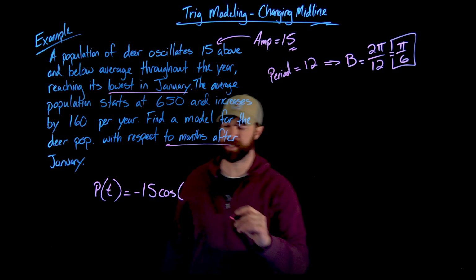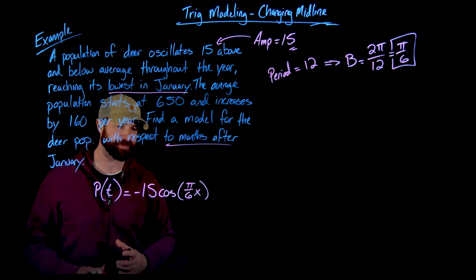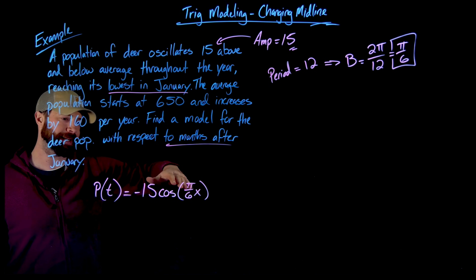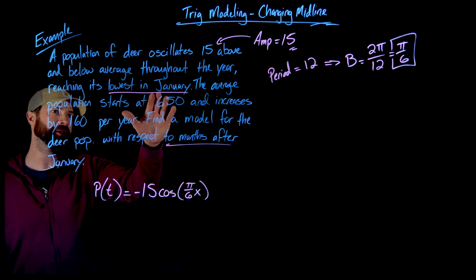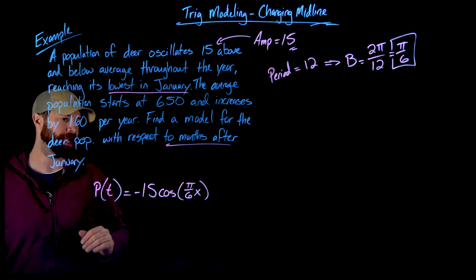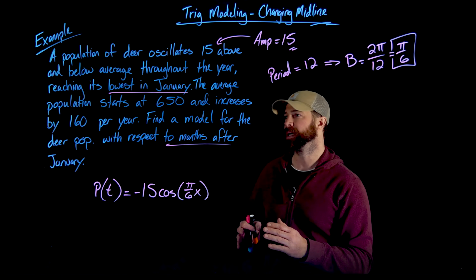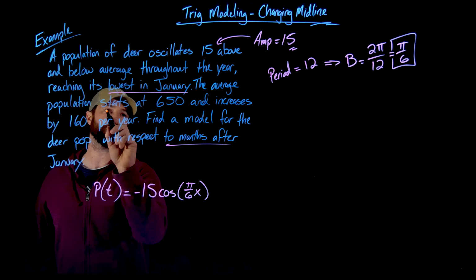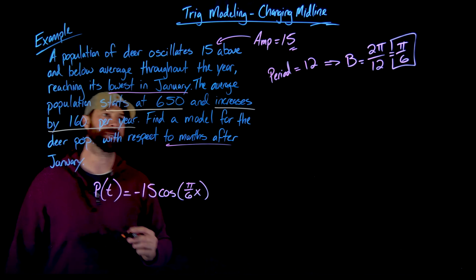So that gives me this model so far. We have pi over 6x inside of our cosine function. And again, I've taken care of this oscillation of up 15, down 15. The negative cosine makes me start at the minimum value, which I'm looking for, because 0 is the first month, or rather, this is months after January, the way I'm dealing with this. Now what I need to do is deal with this midline. The information for the midline comes from this right here. So it starts at 650 and increases by 160 per year.